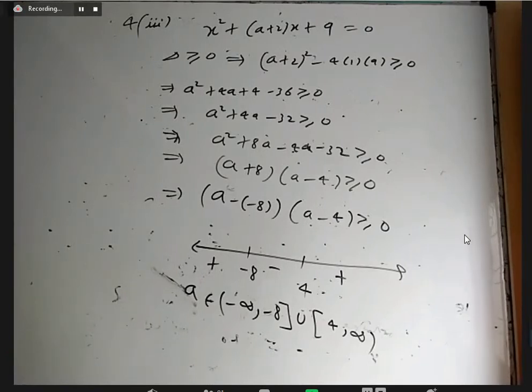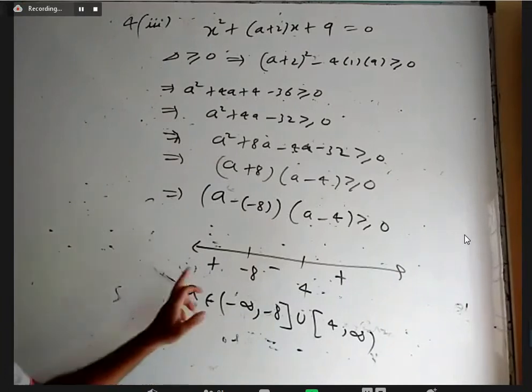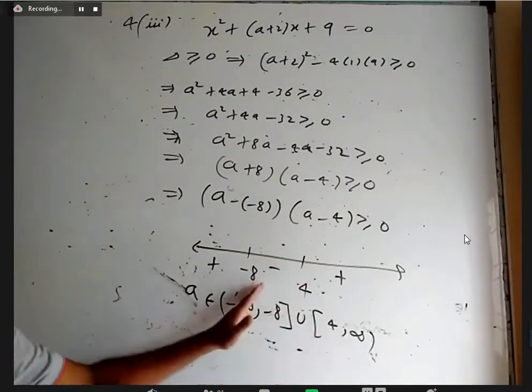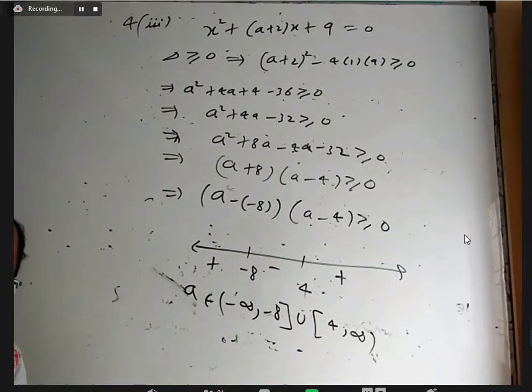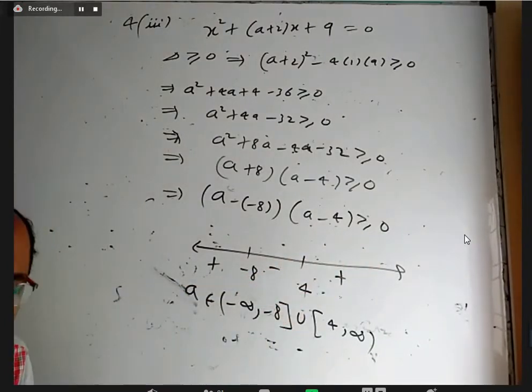Sir, yes, please. a greater than or equal to minus 8, no, sir. No, less than or equal to minus 8. How, sir? It is positive there. I want it to be greater than, which is positive. It is positive here, positive here, after 4, and before minus 8. I want it to be greater than, right? If it is less than, I would have taken between minus 8 and 4.